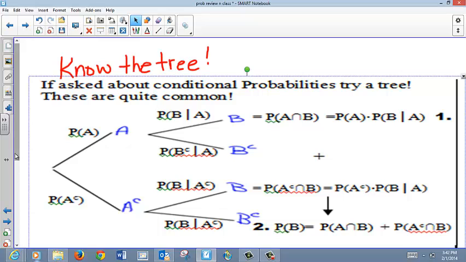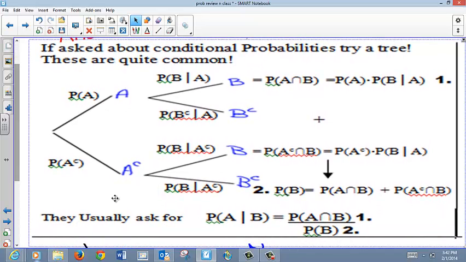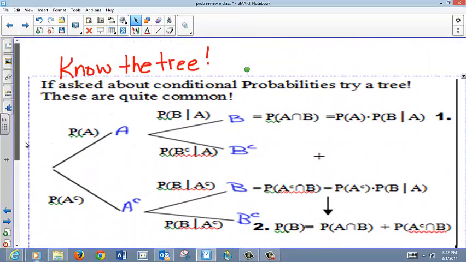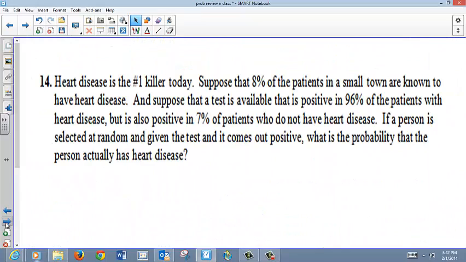But many times they're asking for the probability of A given B or B given A, the opposite conditional that you're given. Always on your tree, start out with a probability that is not conditional and build from there. So if you want to try this problem about heart disease, go all the way through it, see if you can get the answer. The answer to number 14 is 0.5439 is the probability of getting the disease having tested positive.